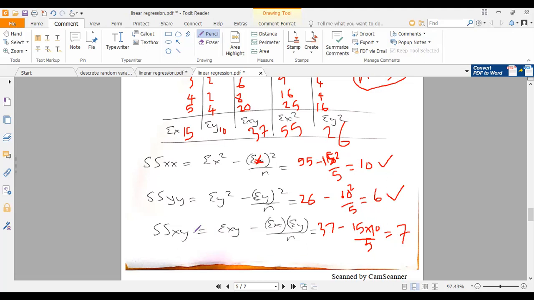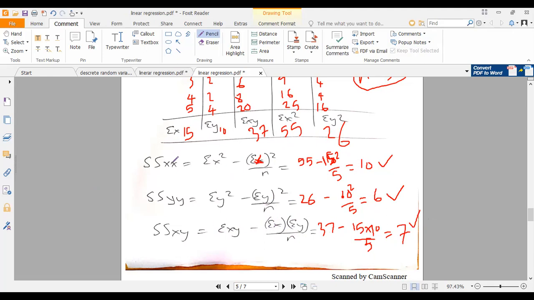Then sum of xy, you have xy throughout. So xy is 37, you put it here. X and y, 15 times 10 over 5. So this is 30. So 37 minus 30 is 7. So these are preliminary calculations that are important.